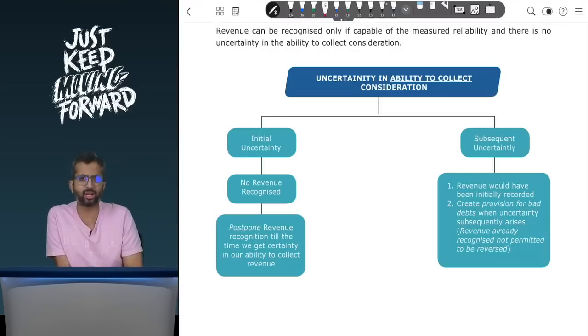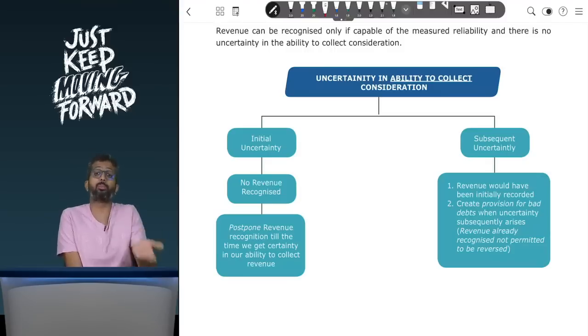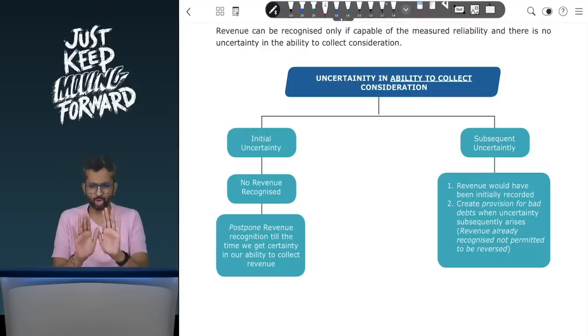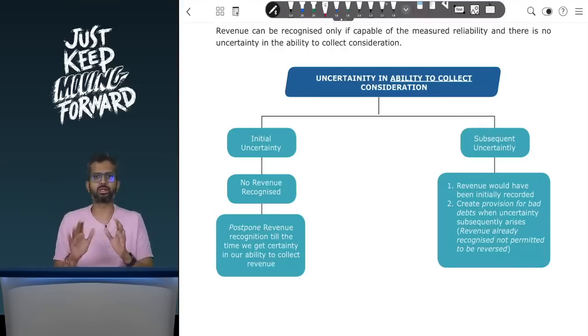Sale itself is not recorded, debtor itself is not recorded. However, if you have recorded a sale because there was certainty in collectability, but later you are not able to collect, then record a bad debt. Uncertainty can also be on measurement. You don't exactly know how much the revenue is going to be, so you will wait till there is certainty in terms of collectability or measurability when you want to recognize revenue.